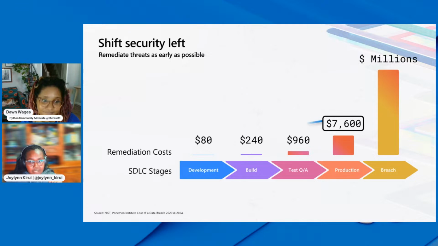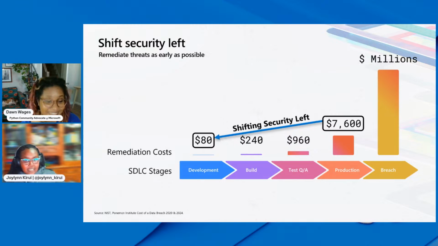Okay. So here we're looking at the cost being significantly lower when you find an issue in development, unlike when it's found in production. Okay.